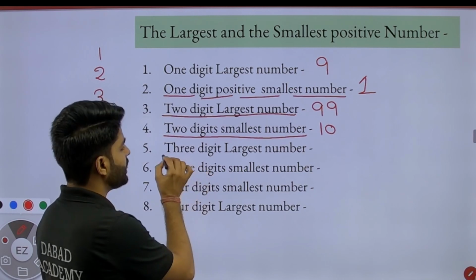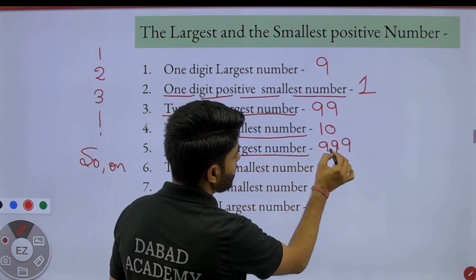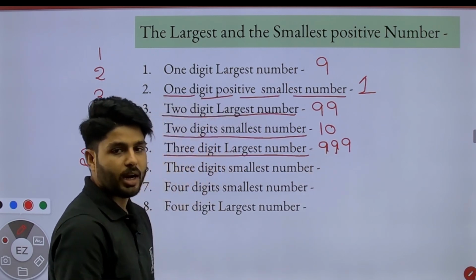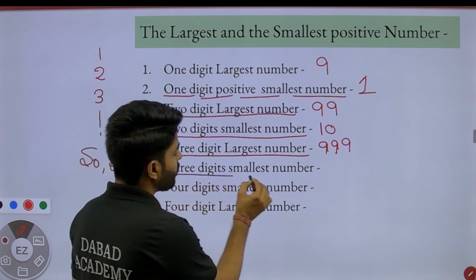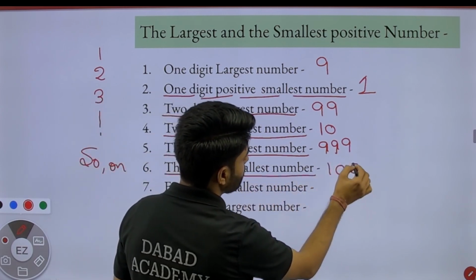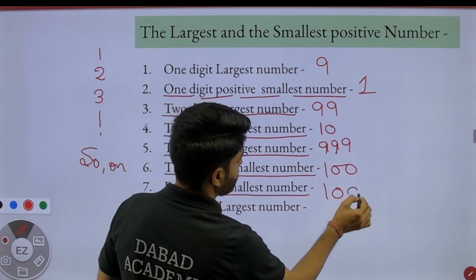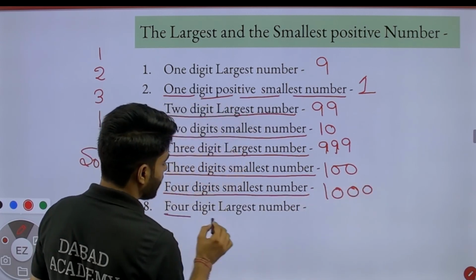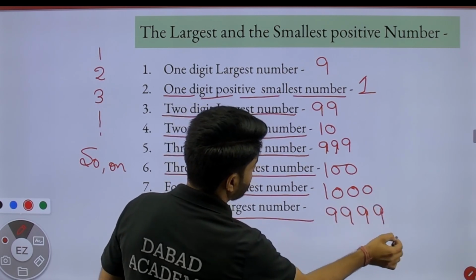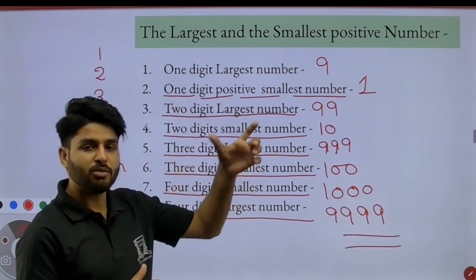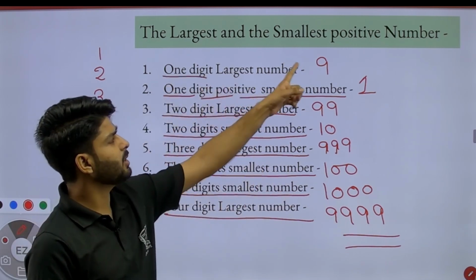Then we have the 3 digit largest number, that is 999. After 999 we have 4 digits, that is 1000. Then the 3 digit smallest number is 100, and the 4 digit smallest number is 1000, and the 4 digit largest number is 4 times 9, that is 9999.